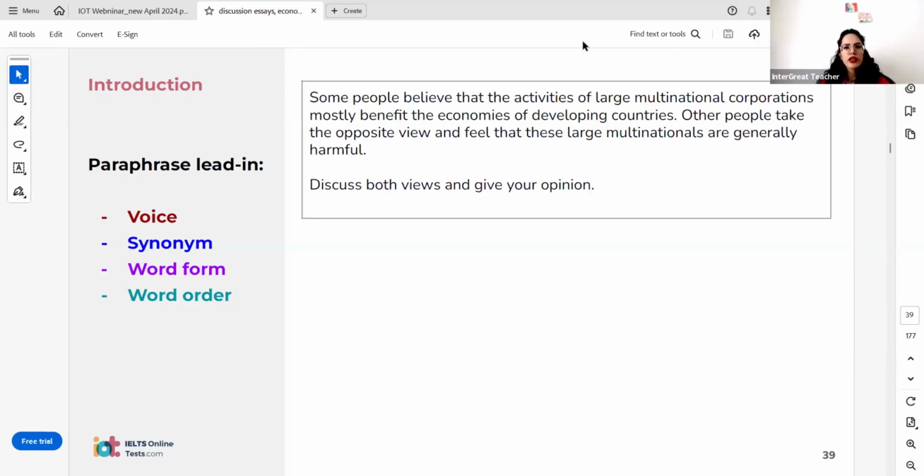Simply put, imagine that here I have "some people believe that," right? Well, instead of saying "some people believe that," which is, somebody tell me, is it active or passive? Some people believe.